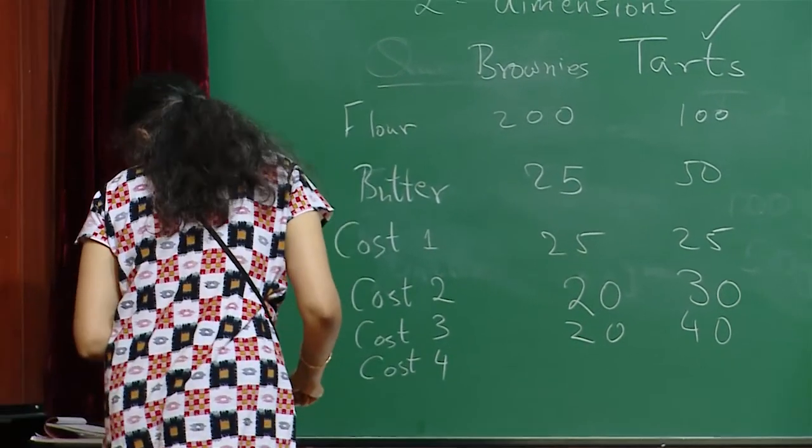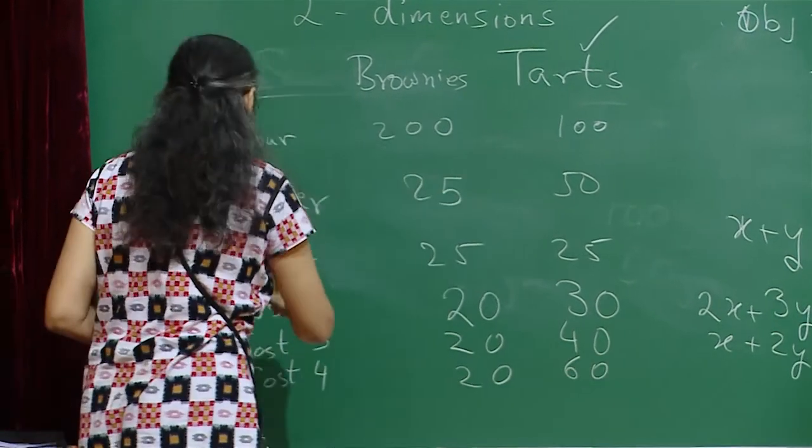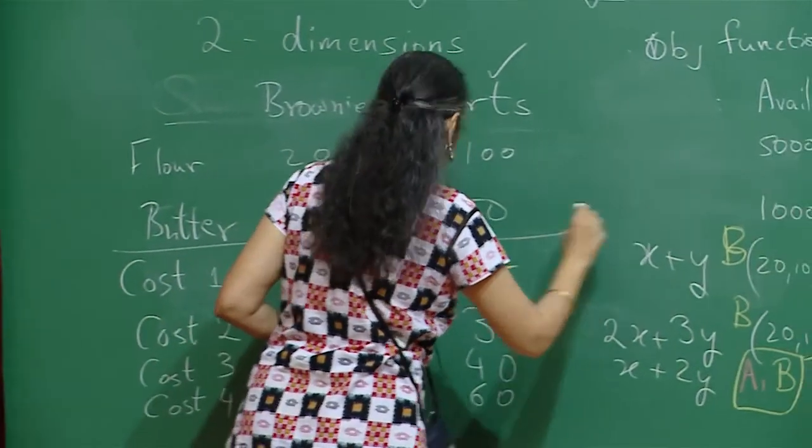Let's look at one more cost function. In fact, we are going to look at many more. So the price of tarts is going up.